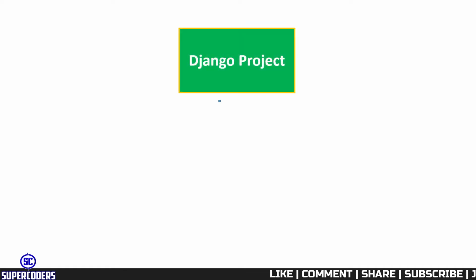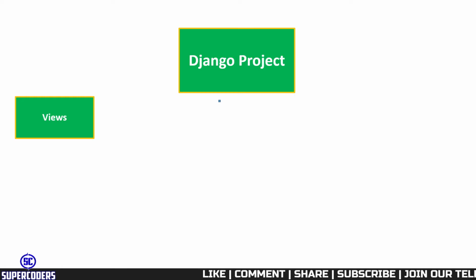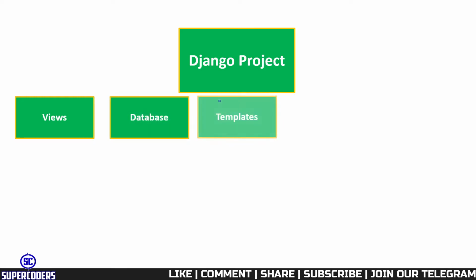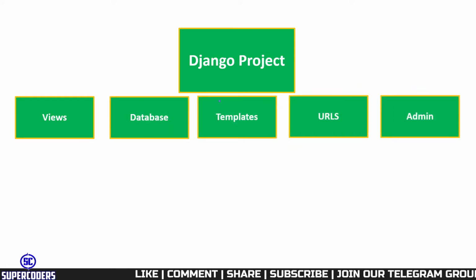In this tutorial, I am going to explain how a Django project and a React app work. So let's get started. First, let's see. Here is our Django project. In a Django project, it contains views, database, templates, URLs, and admin.